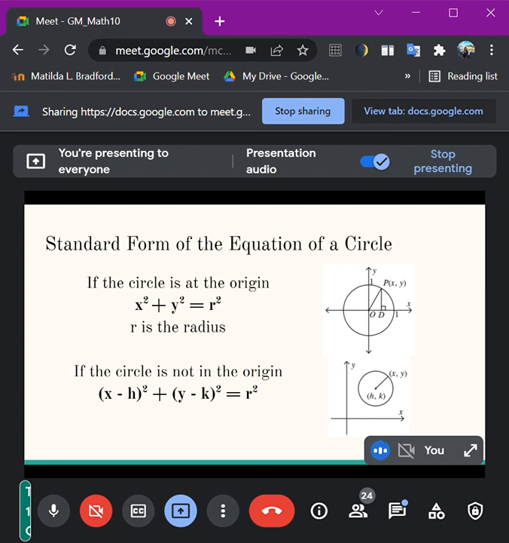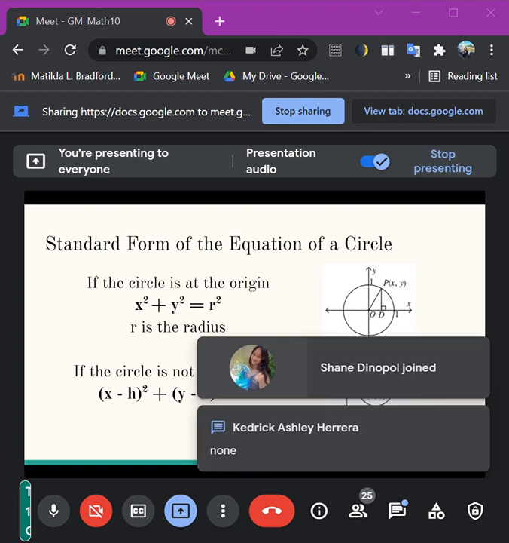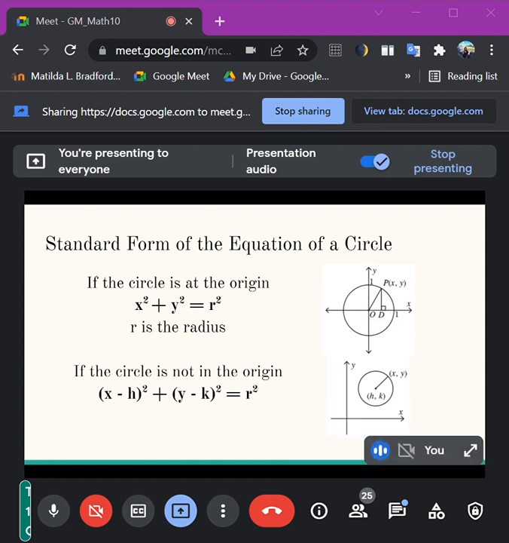Okay, questions for this class sa tuang mga equation. None ra. Okay, very good. Now let's proceed with our example.